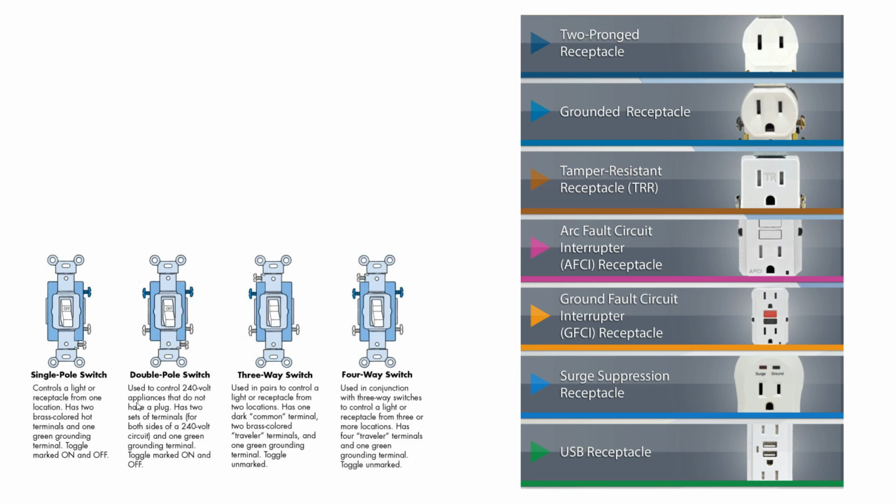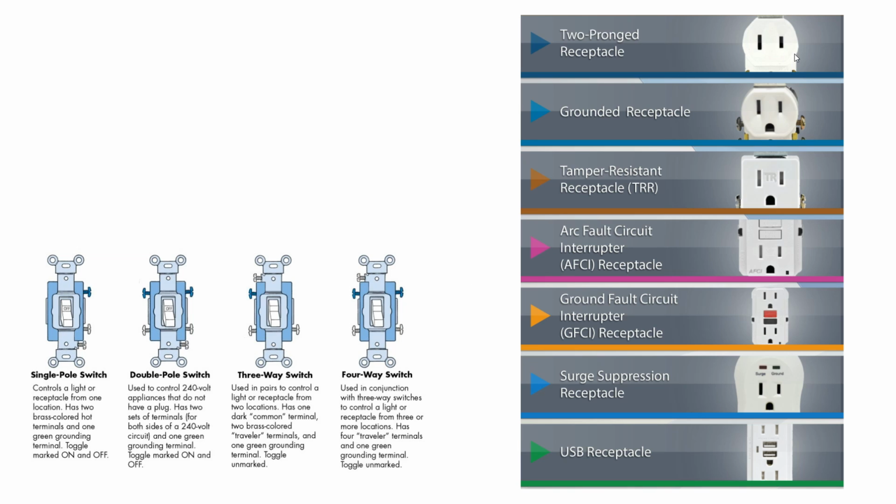Three-way switch, 240 appliance. Sorry about that. I was moving ahead. So double pole control 240 appliance. So it's a heftier switch. And then three-way and four-way switches, depending on what you're doing. These will allow you to have multiple points where you can control lights in a room.